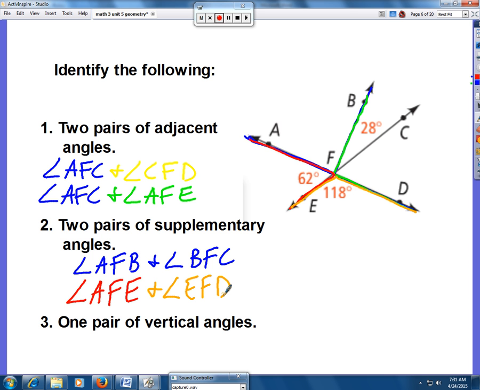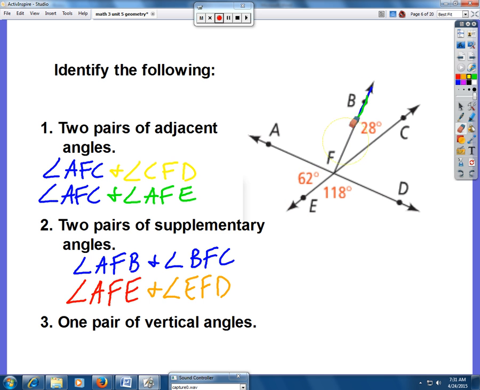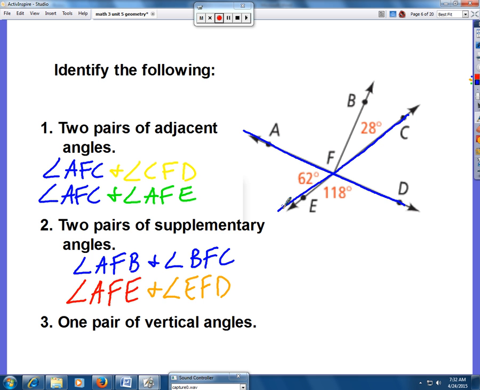All right, the last one we're doing on here is the pair of vertical angles. To find vertical angles, you need to find two lines that cross. Not two rays, two lines that cross. So let's see where I have a line. I have a line here, and I have a line here. So on those two lines, I get this angle and this angle across from each other, or this angle and this angle. Those are the four angles that make up the X that the lines form.